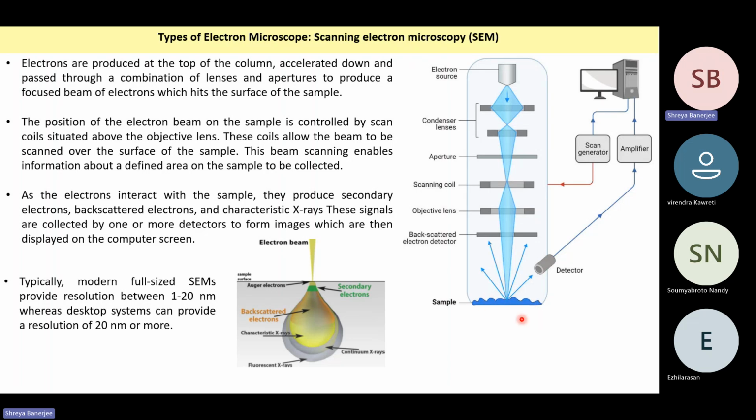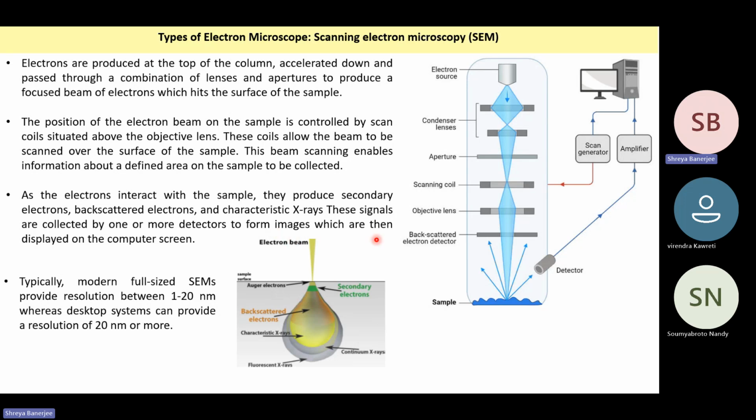signals are collected. When the electron beam hits the sample surface, you can have some electrons scattered back, that is being collected. You can have the sample lose some of its own electrons, which are called secondary electrons, or this electron beam can excite one of the inner electrons of the sample and push it out of the atom, in which case the outer electron of the sample will jump down to take its place and a characteristic X-ray will be formed. So all these kinds of X-rays and electrons are collected by the detectors to form images which are then displayed on the computer screen.